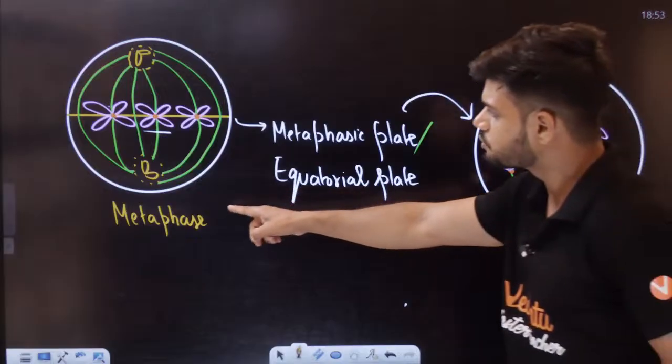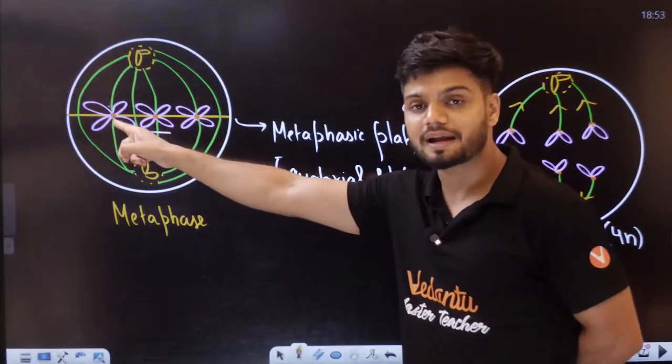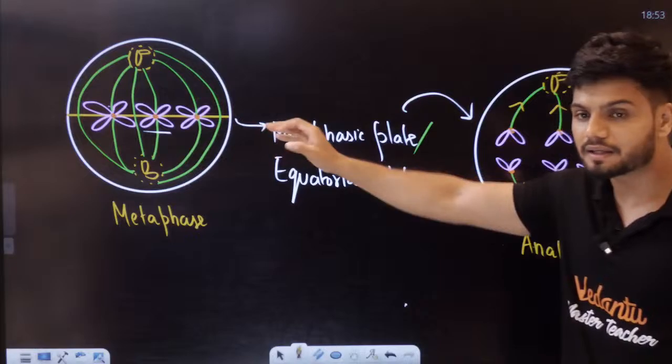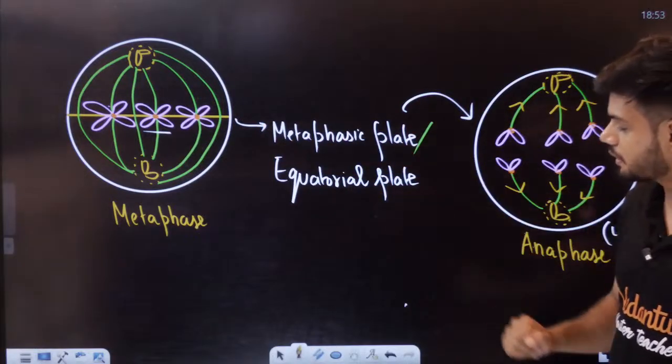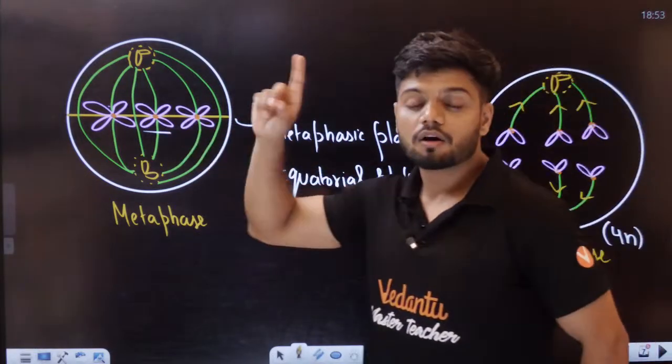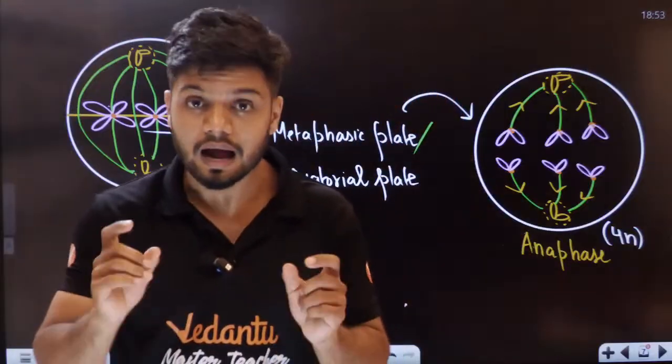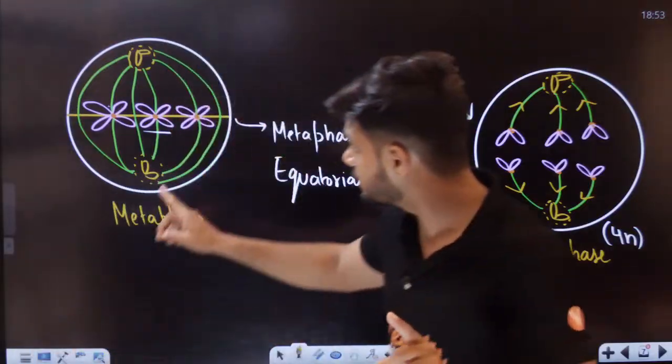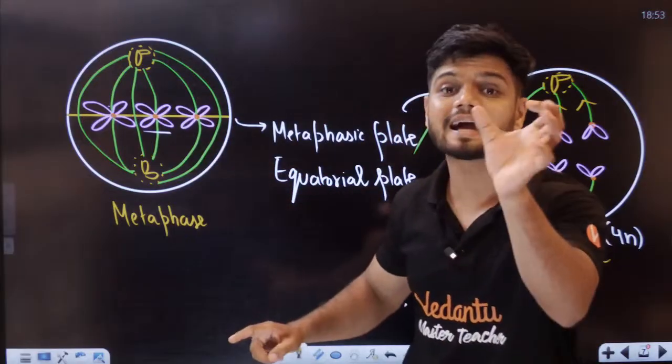Now in metaphase, what happens, students? The entire set of chromosomes is at the center right now. The center part is called the metaphasic plate or equatorial plate. In this phase, chromosomes are completely condensed and all the spindle fibers are attached to the kinetochore.